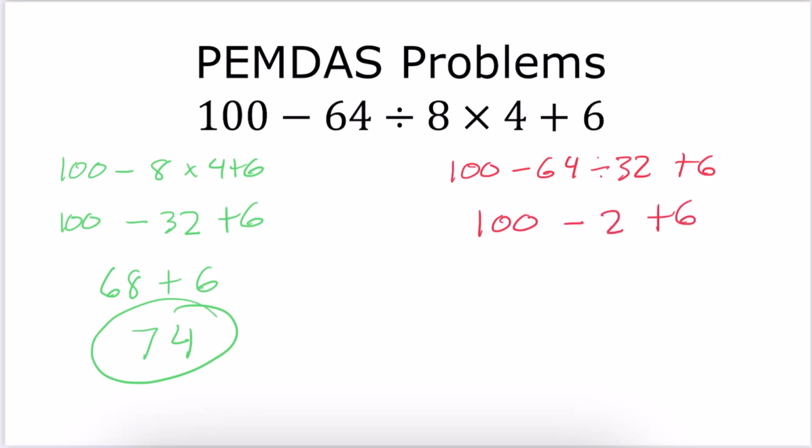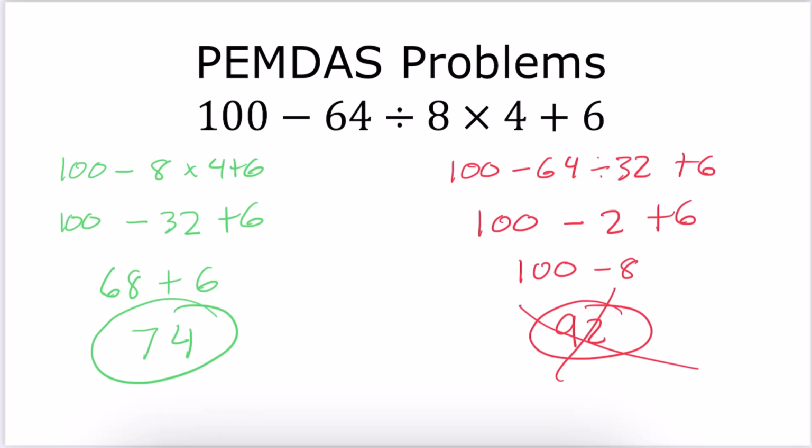And then the A comes next, so instead of adding and subtracting from left to right, a lot of students will make the mistake of doing 2 plus 6 because addition comes next in PEMDAS. And they'll do 100 minus 8, and ultimately they end up with the answer 92, which is obviously very different than the correct answer of 74. And so this is one reason why I don't personally ever teach my students order of operations with PEMDAS.